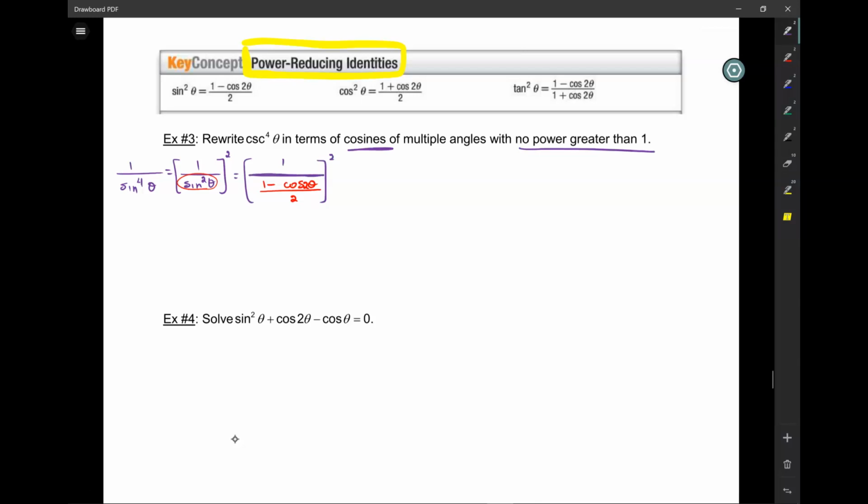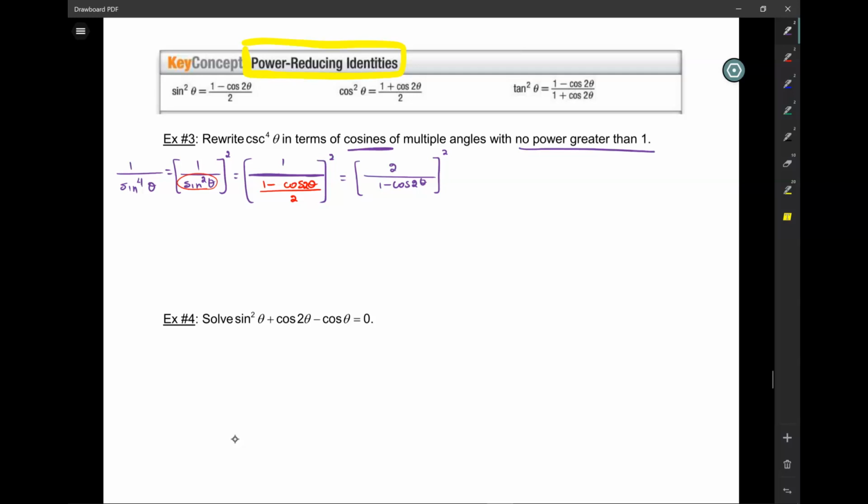But what's up with this complex fraction? 1 over, 1 over, 1 over, right? What's 1 over something? The reciprocal. So why don't we say that this is just 2 over 1 minus cosine 2 theta, squared. 1 over is another word for reciprocal. Learn something new every day.